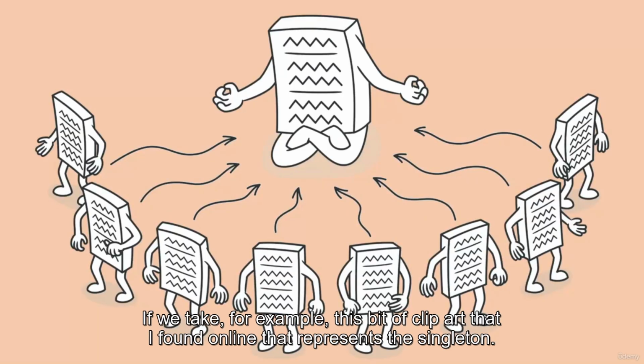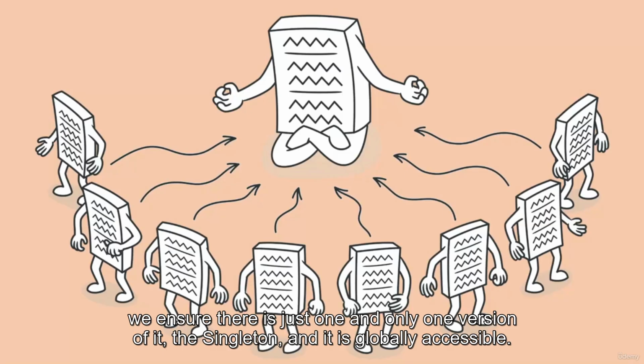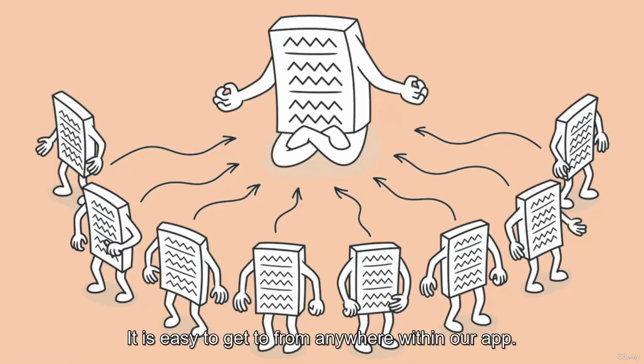If we take, for example, this bit of clip art that I found online that represents the singleton, there may be many parts of our app with a need to communicate to our database, but through our code, we ensure there is just one and only one version of it, the singleton, and it is globally accessible. It is easy to get to from anywhere within our app.